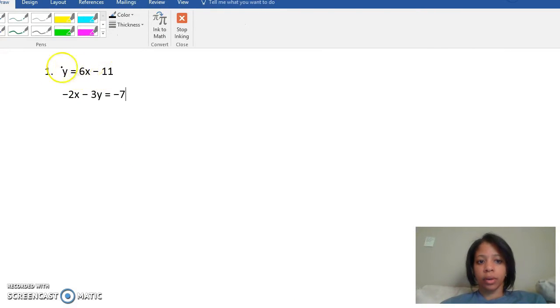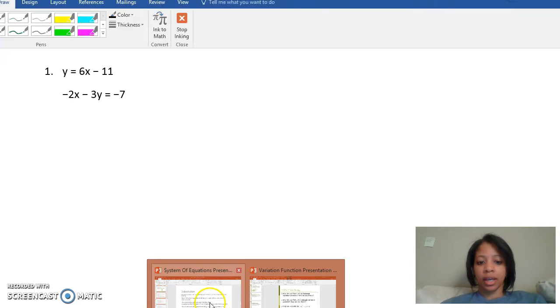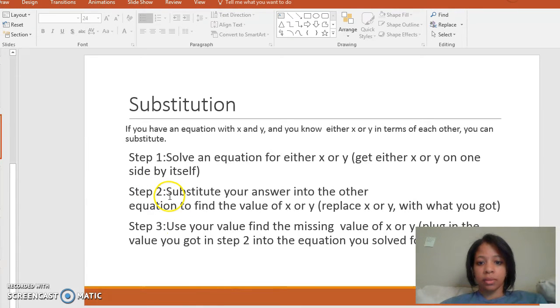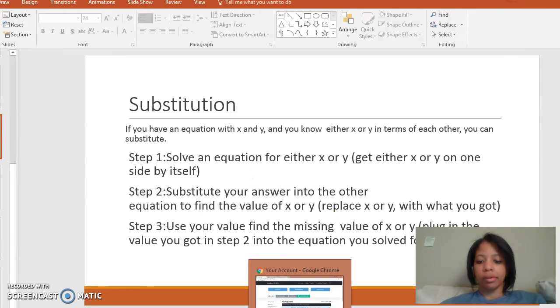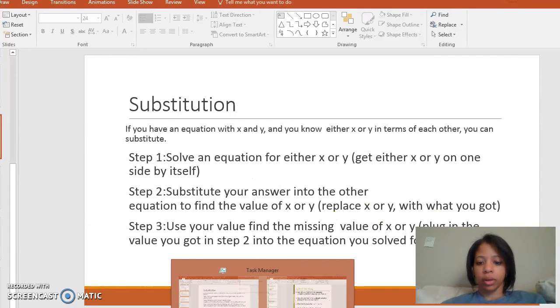So you already have an equation solved for y. So step 1 is actually already done for you, right? Because you have y on one side by itself. So then the next step would be to substitute your answer into the other equation to find either value of x or y, right? So we're going to replace what y was solved for in our other equation.